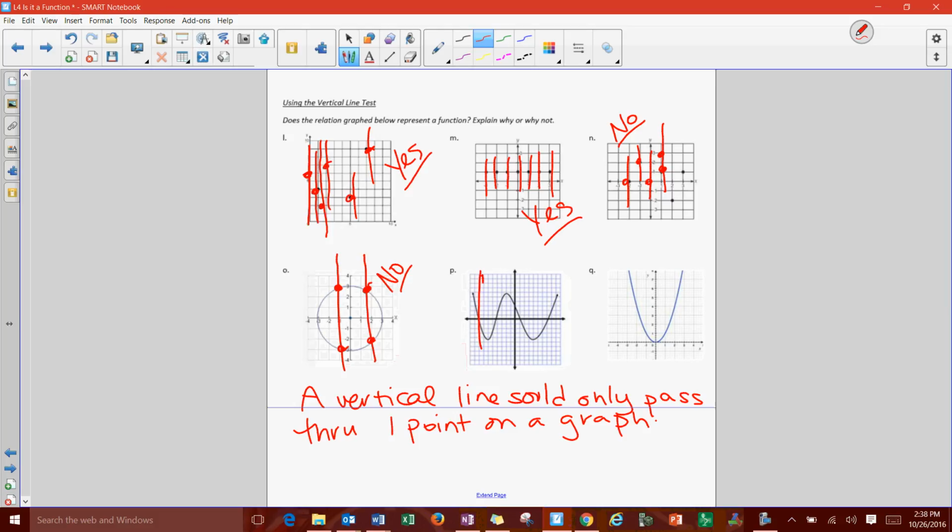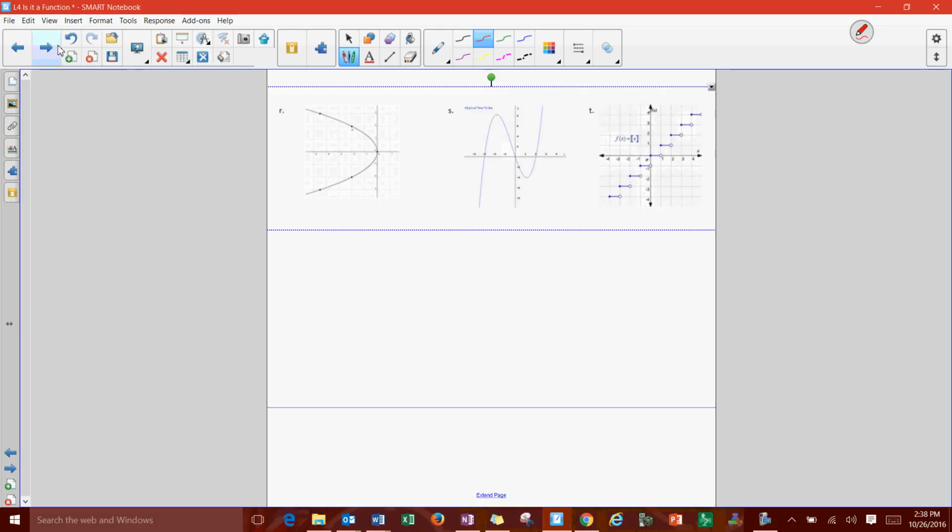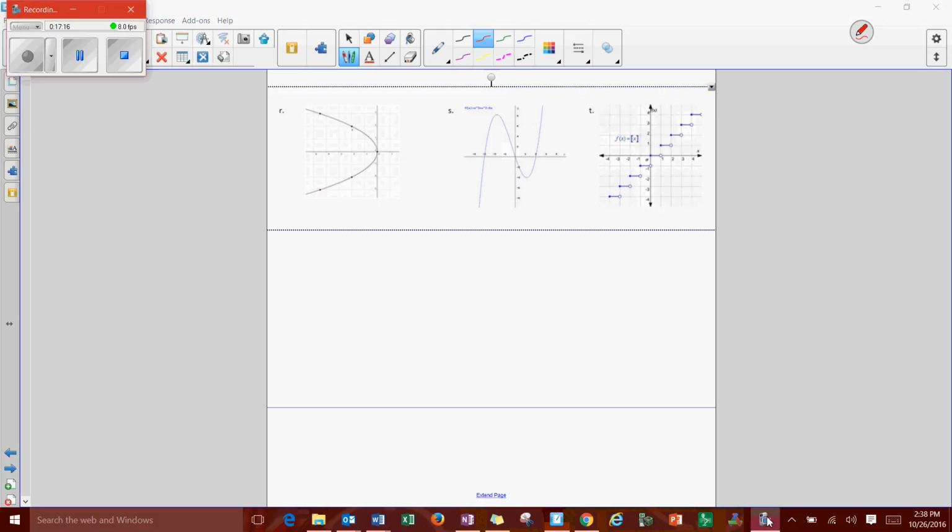Letter P, if I draw my vertical lines, each of these is only passing through at 1 point. I could keep going and going, but they're only going to pass through 1 point. So yes, that is a function. Q, I'm going to draw all my vertical lines, and they're only passing through at 1 point at a time. So yes, Q is a function. Try these last couple, and then I'll give you answers in just a second.